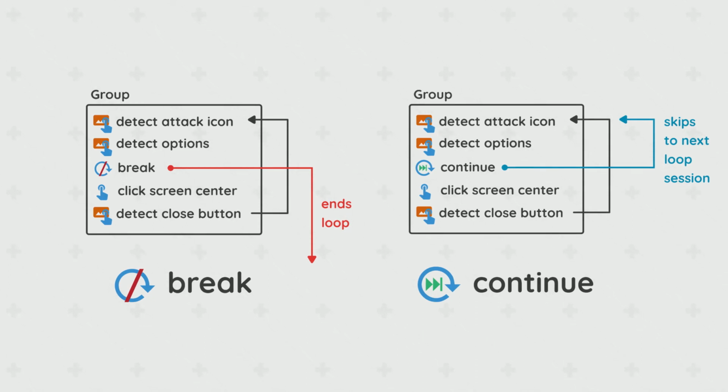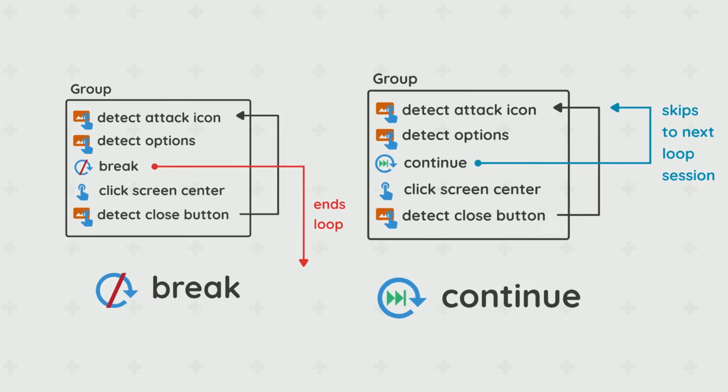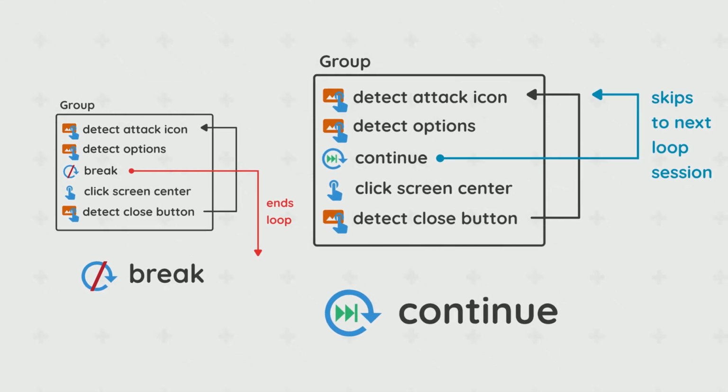In this case, we have the break and continue command. The break command ends the loop instantly and moves to the next object. The continue command skips the remaining actions in the group and jumps to the next loop session.